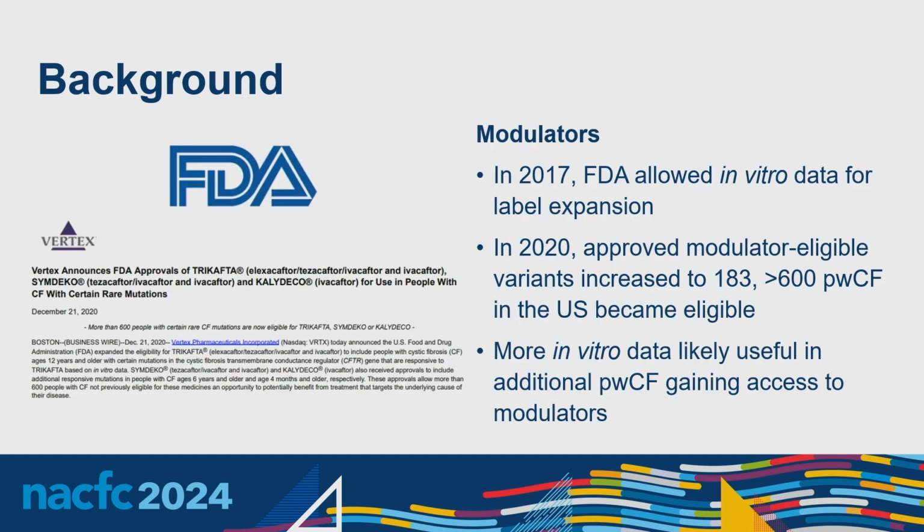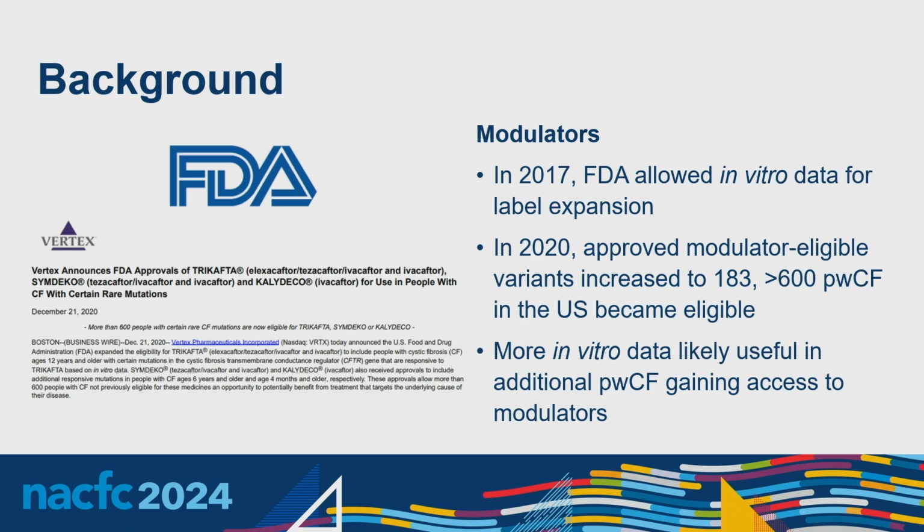On the other background slide, we have the FDA. In 2017, the FDA allowed in vitro data for label expansion of CFTR modulators. The initial labels were created from the results of clinical trials where you actually enrolled patients, gave them modulators, and looked at their responses. As I just said, that can get really impractical when we're talking about really rare variants that may exist in 1 or 2 or 5 people on 3 different continents.